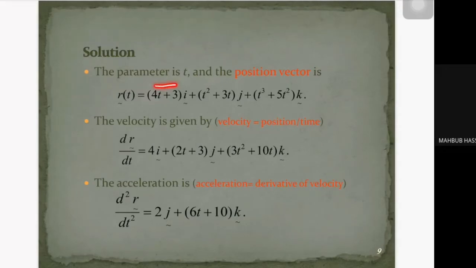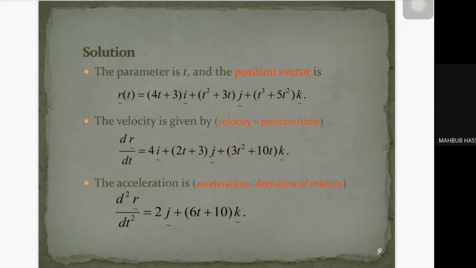4t plus 3, differentiate with respect to t, you will get 4. t squared plus 3t, differentiate with respect to t, you will get 2t plus 3. And differentiate t cubed plus 5t squared, you'll get 3t squared plus 10t. Okay, so this is your velocity, dr/dt.